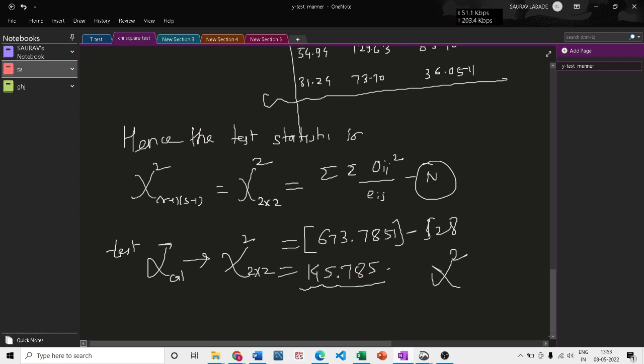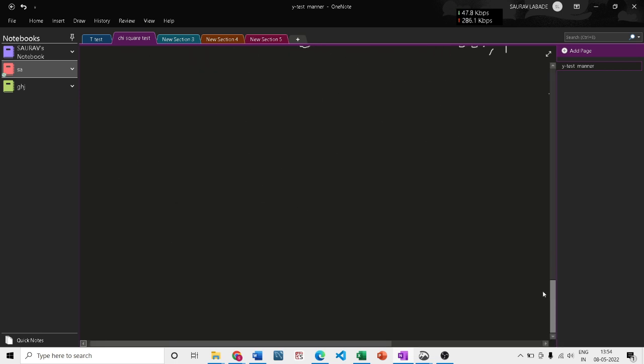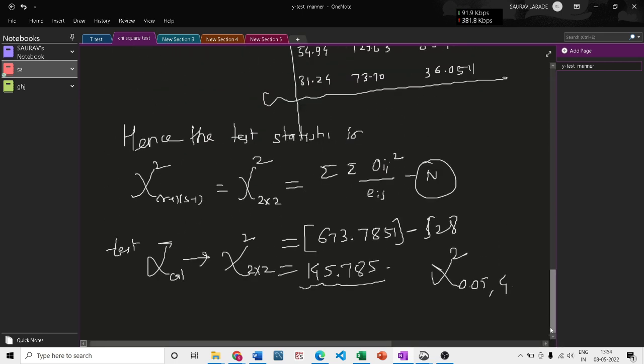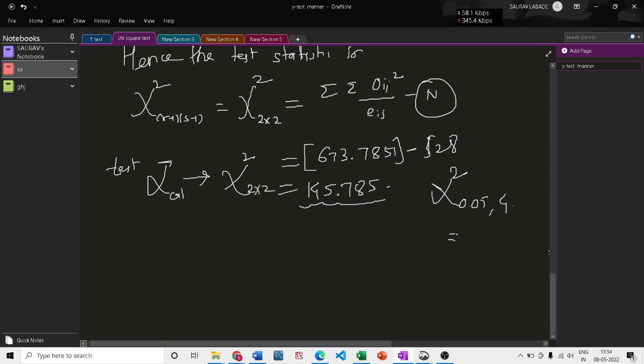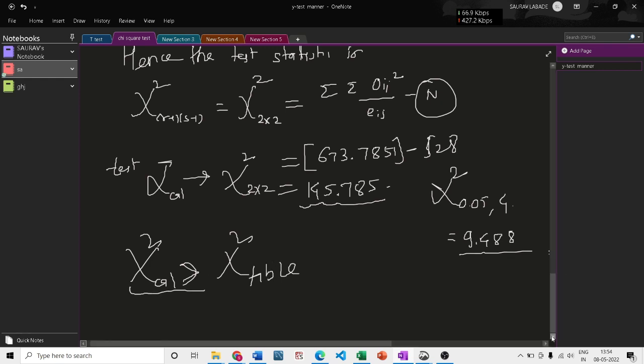Now just find out this value now. Chi-square alpha, chi-square 4 at 0.05, the level of significance, right? So after finding this value in the table, you will get this value is equals to 9.4 something. Okay, it is 9.488. I can easily say that your chi-square calculated value is greater than your table value, right?